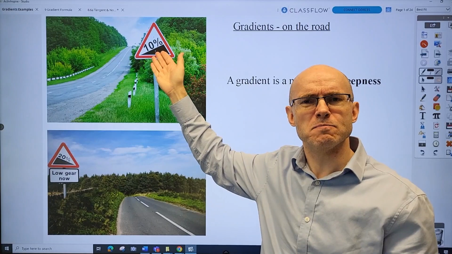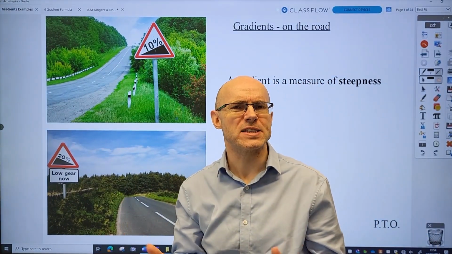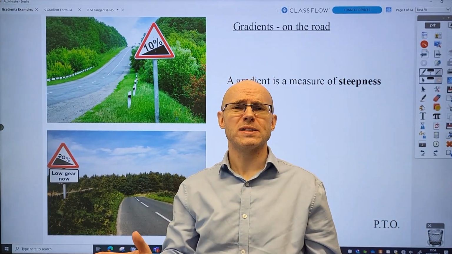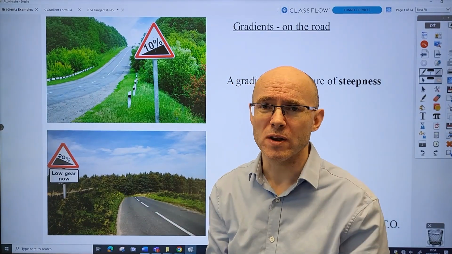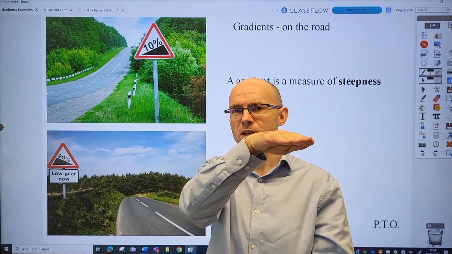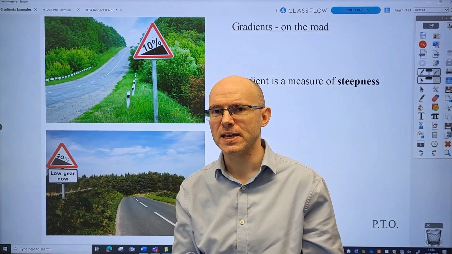You've come across this sign probably and thought, something's about to happen, the road's about to get steeper. But what actually does that 10% actually mean? Well, I'll tell you, 10% as a fraction is 1/10 or 0.1. What that means is for every metre you're travelling horizontally, you're gaining height of 1/10 of that. You're gaining 1/10 of a metre in height.